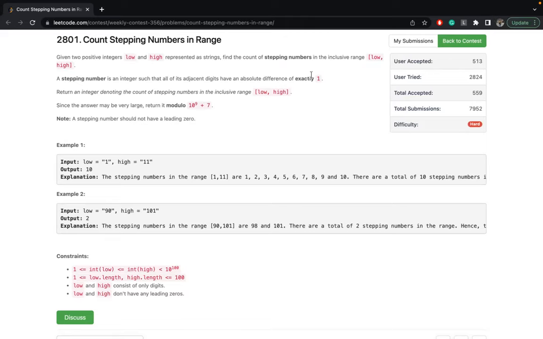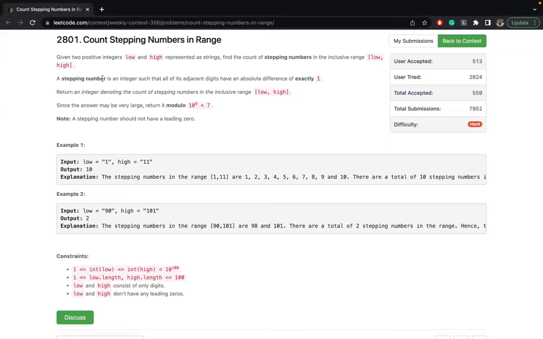Hello guys, in this video I'll be solving the fourth question from today's weekly contest, and here you can read the question. You are given two positive integers, low and high, represented as strings, and you have to count all the stepping numbers in this range, including low and high as well if low or high is a stepping number.